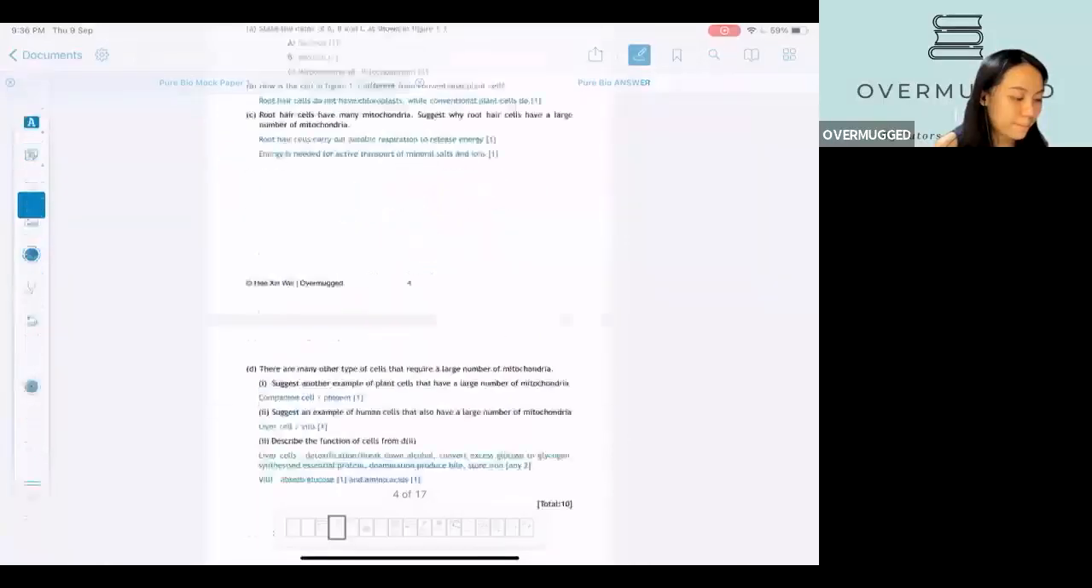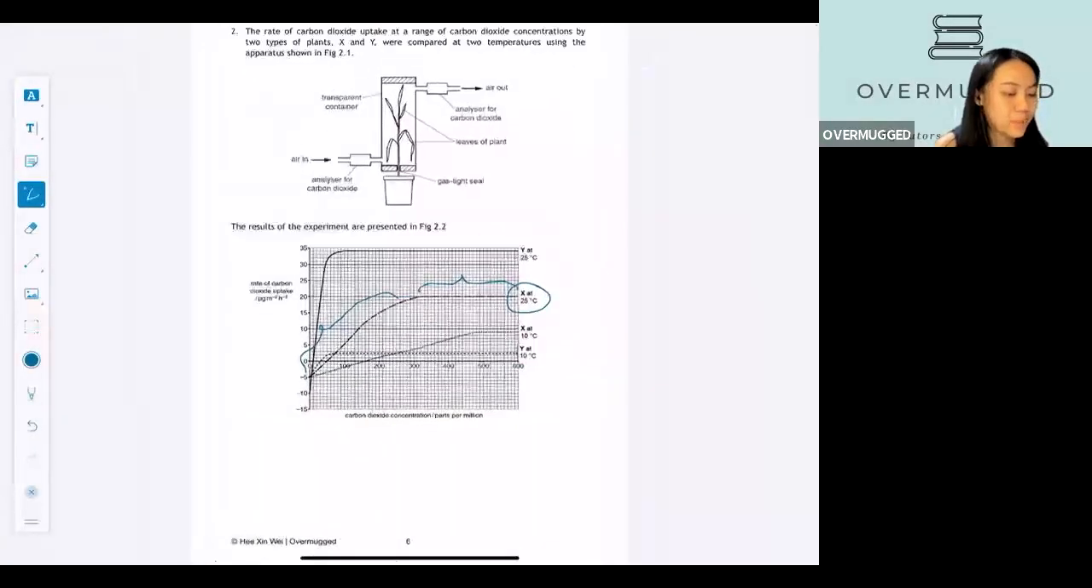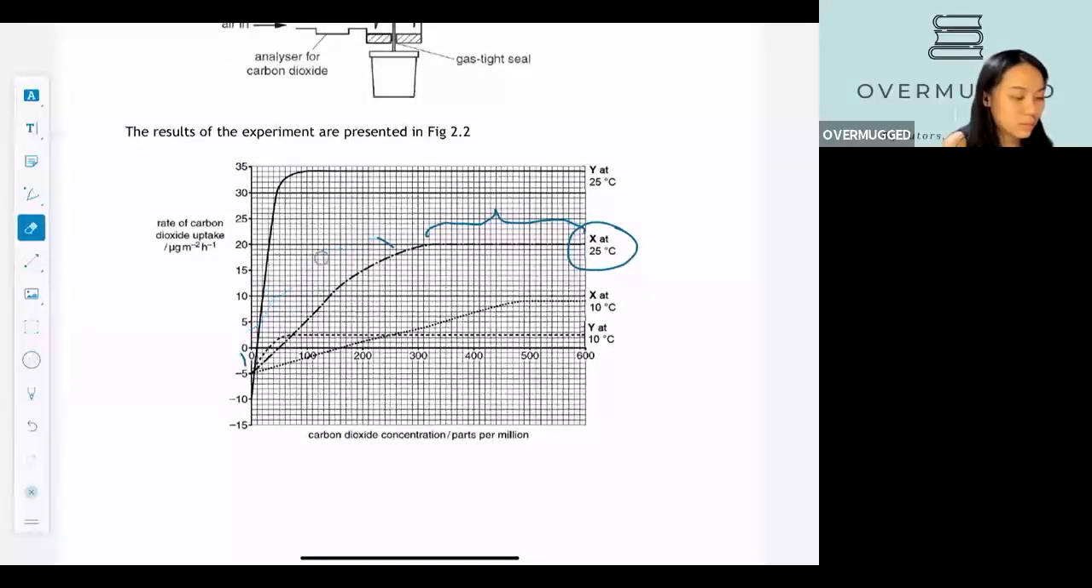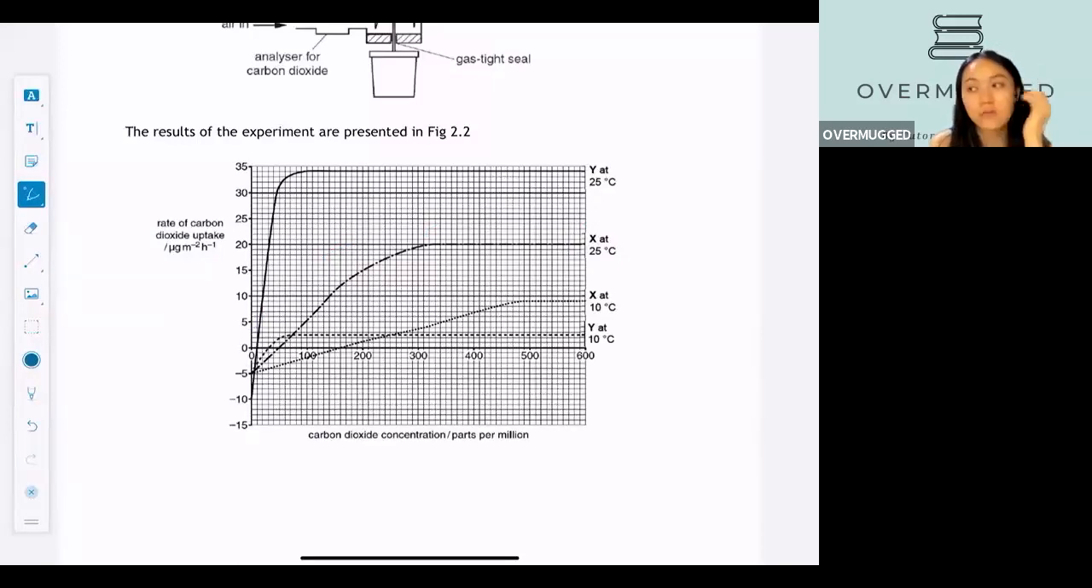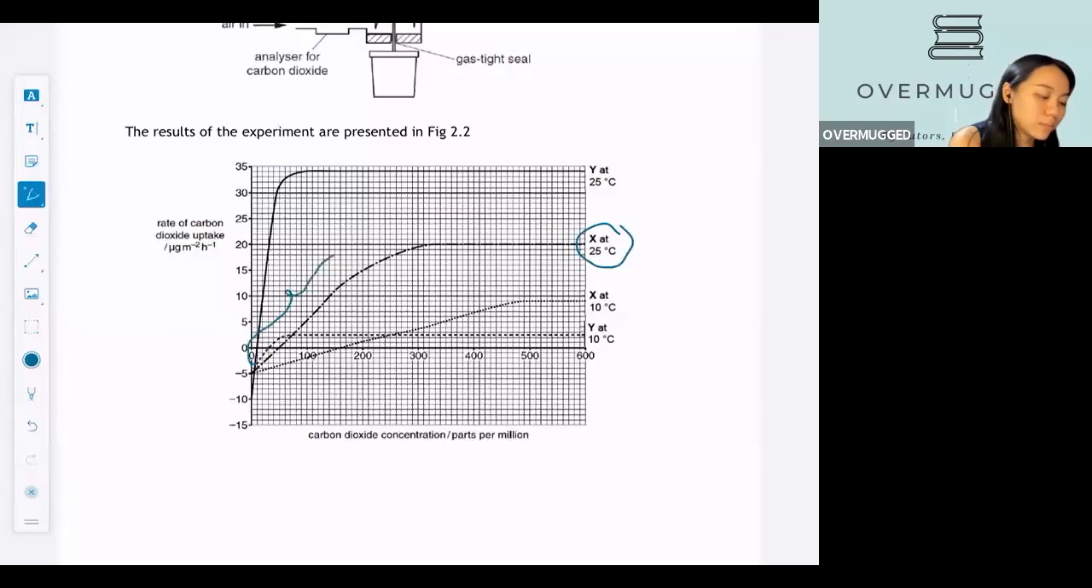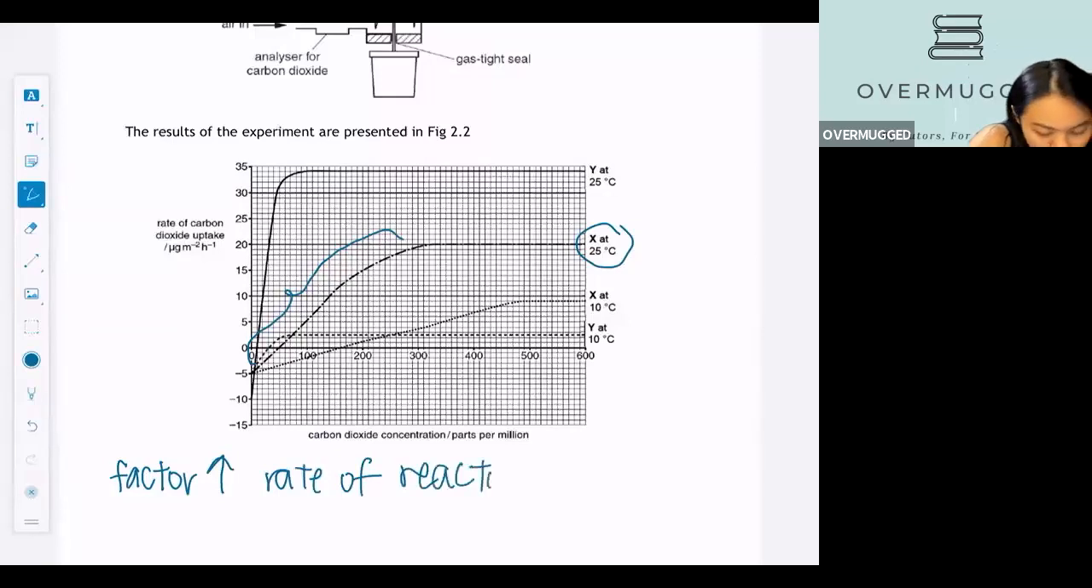Question two. What are the limiting factors? So the definition of limiting factor is that when that factor increases, the rate of reaction increases. So in this graph, let's look at this graph. Okay, I'm going to write down: limiting factor increases, rate of reaction increases. So this is what limiting factor means.